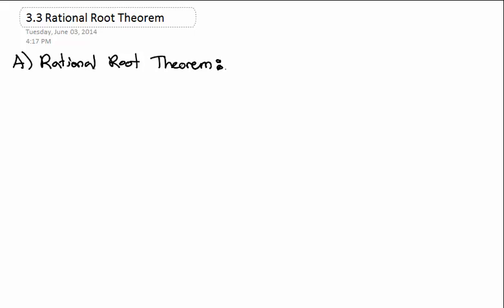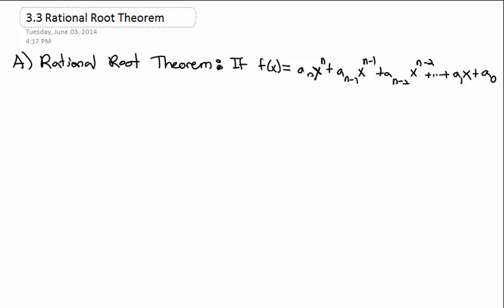Now, rational roots means the answer is a fraction. We can set that factor equal to 0 and we'll get a fraction for our answer. Might be a whole number too. The idea is if f of x is equal to a sub n x to the n plus a sub n minus 1 x to the n minus 1 plus a sub n minus 2 x to the n minus 2, and so on and so on, all the way to a sub 1 x to the first plus a sub 0. Basically any type of polynomial, 5x to the 5th plus 2x to the 4th plus 7x to the 3rd plus 6x squared plus 2x plus 9. Any type of polynomial.